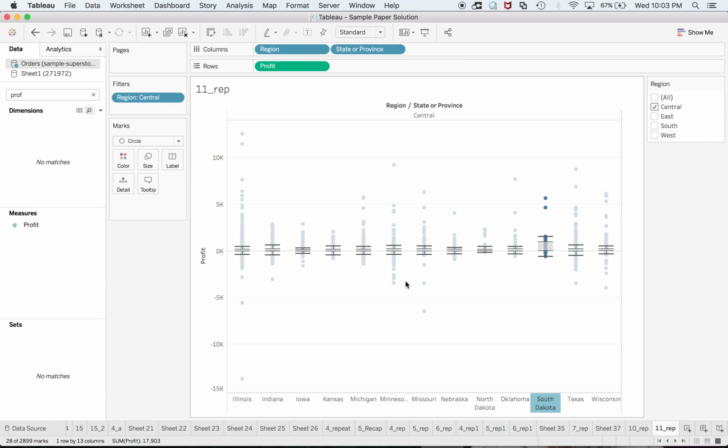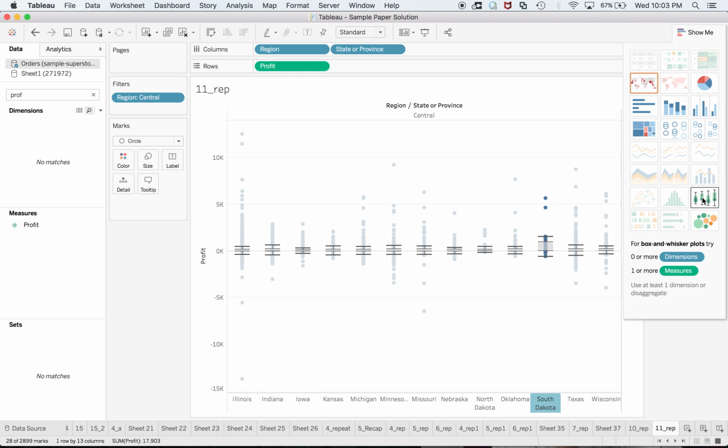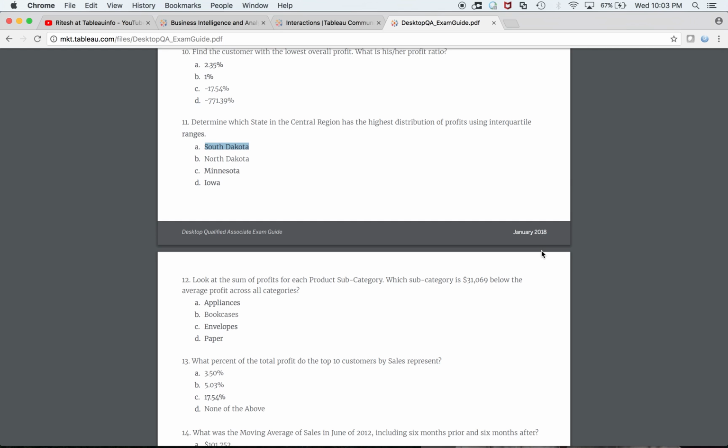You don't have any other shortcut for this. This is straightforward, and you will have to make use of box and whisker plot over here. You see the distance, right? This is the maximum here. So this is having the highest distribution.